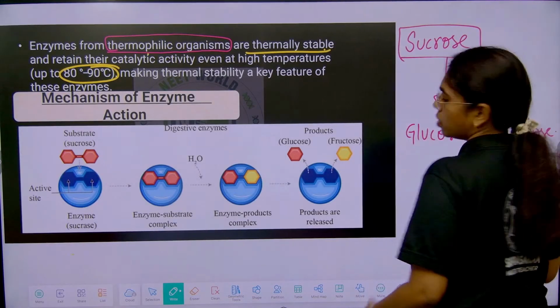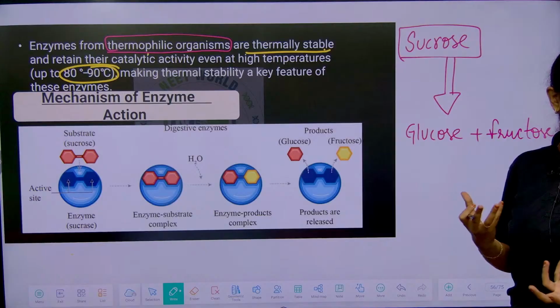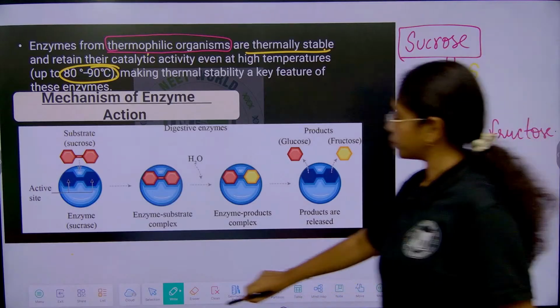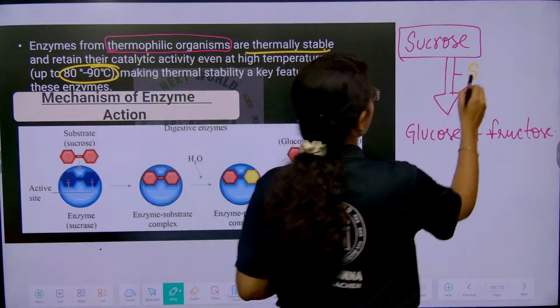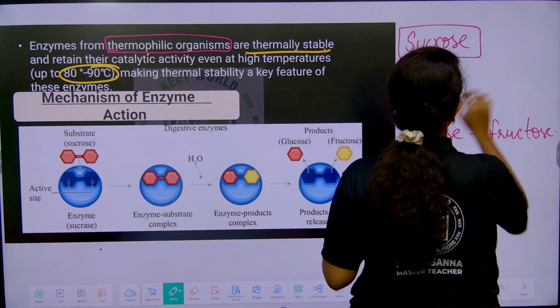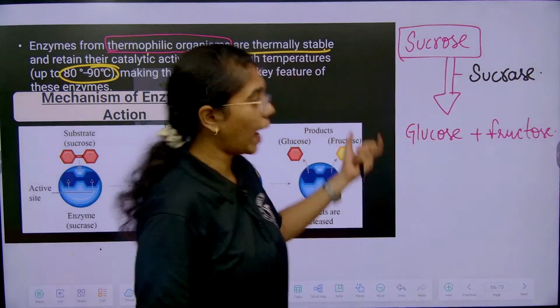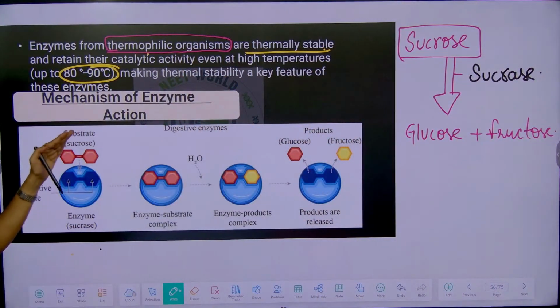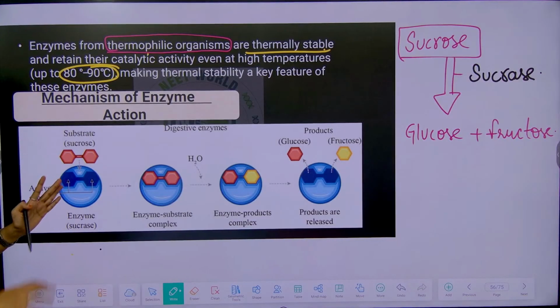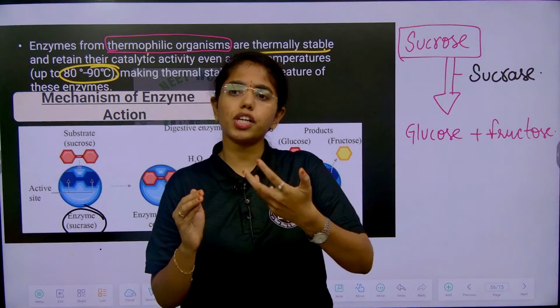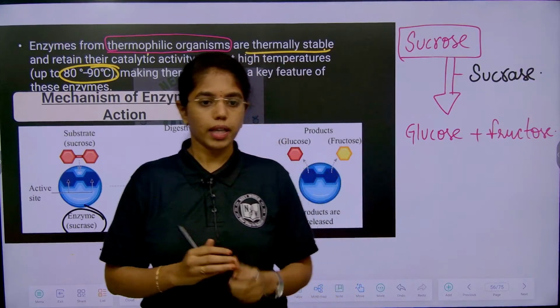What did we discuss? Any chemical reaction needs to be catalyzed by an enzyme. So this reaction is catalyzed by sucrase. Sucrase is the enzyme that acts on this substrate. First I will explain the basic mechanism, then we will discuss the lock and key and induced fit models. If this is the enzyme sucrase, we have discussed that enzymes are proteinaceous in nature.